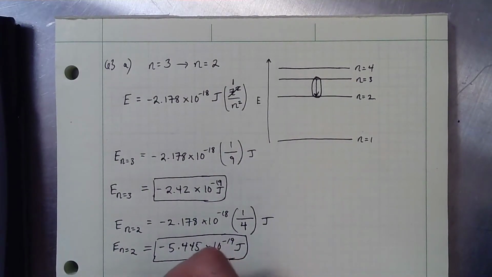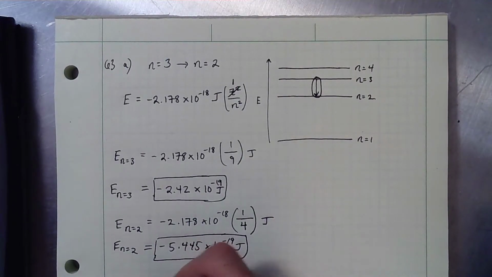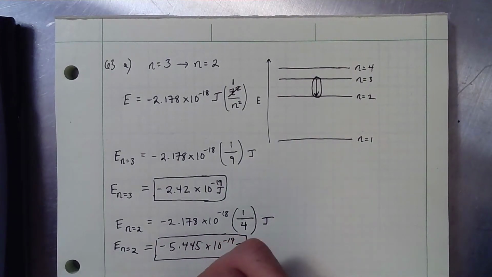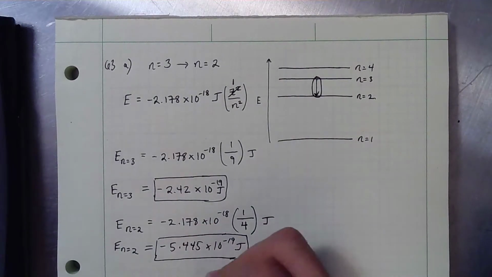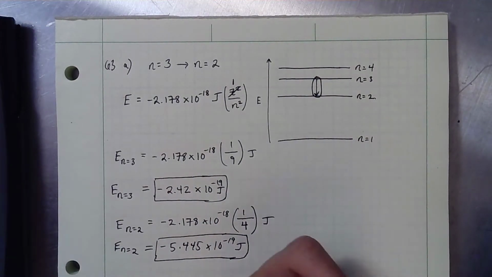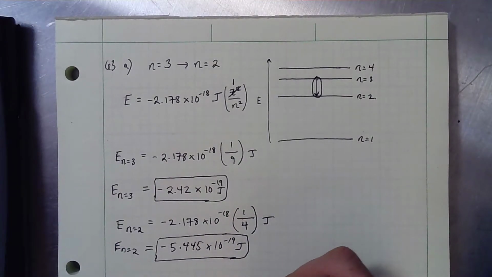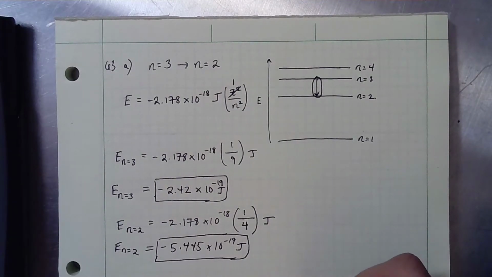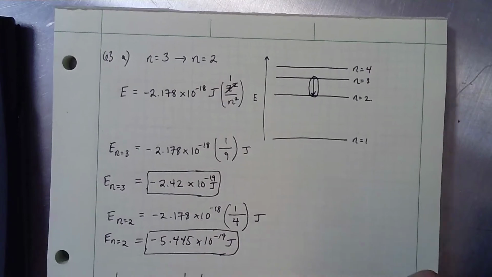Let's do the energy at n equals 2 minus the energy at n equals 3, absolute value of that. That's going to be negative 5.445 times 10 to the negative 19 joules minus a negative 2.42 times 10 to the negative 19 joules.